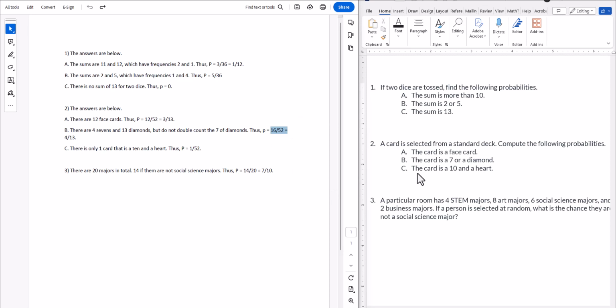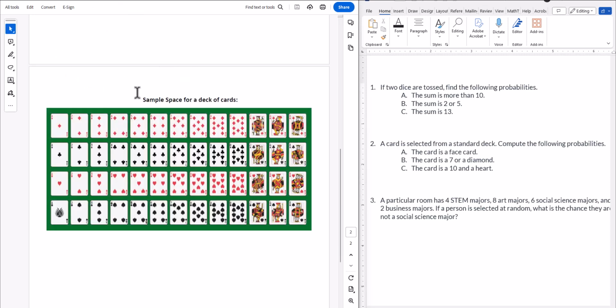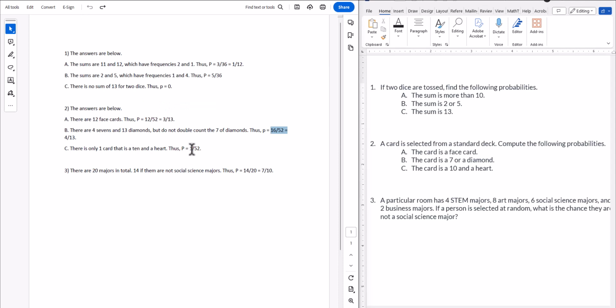For part C, it's asking for a card that is a 10 and it's a heart. So if we look at our standard deck, when you see the word and, you're thinking about what do the two categories have in common. So we have the 10s and we have the hearts. The only thing they have in common is the 10 of hearts. So there's only one card that satisfies this question. Thus, the answer is 1 out of 52.